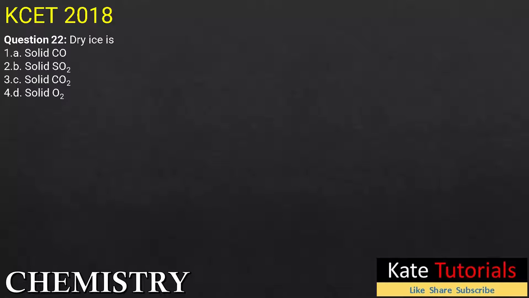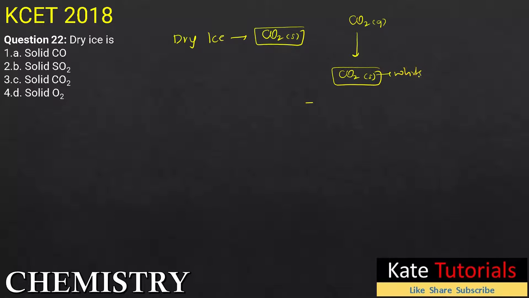Coming to question number 22. What is dry ice? About dry ice you have learned in class 10 itself. Dry ice is nothing but solid carbon dioxide. CO2 gas is compressed in such a way that the CO2 becomes solid. That solid will be white in color and it will be cooled. We have to decrease the temperature and increase the pressure to convert gas into solid. So we call it dry ice.